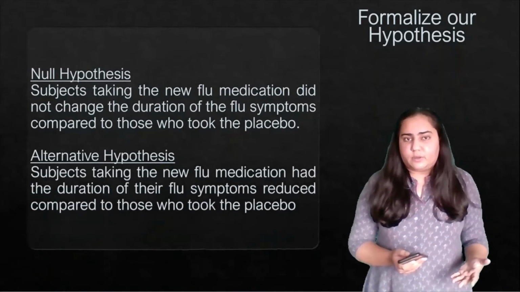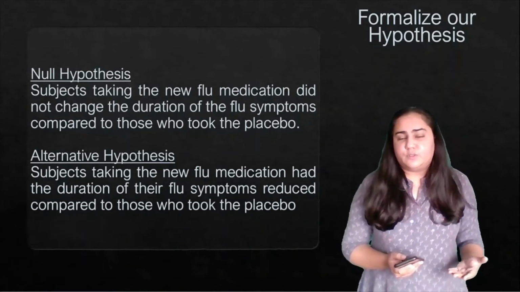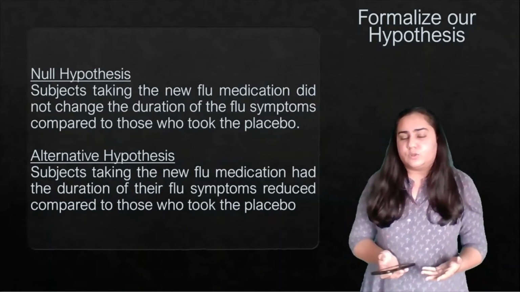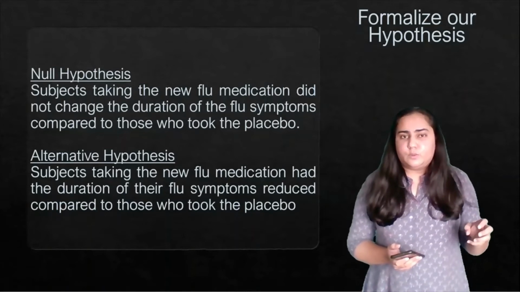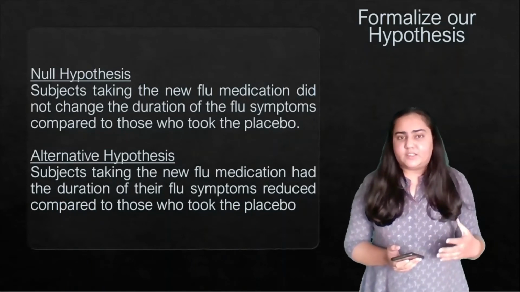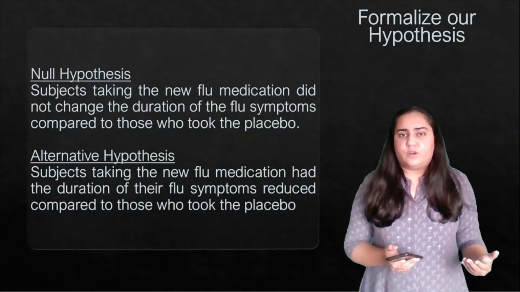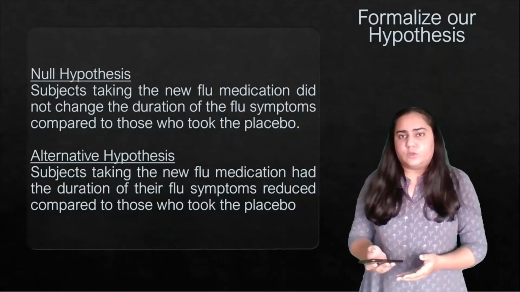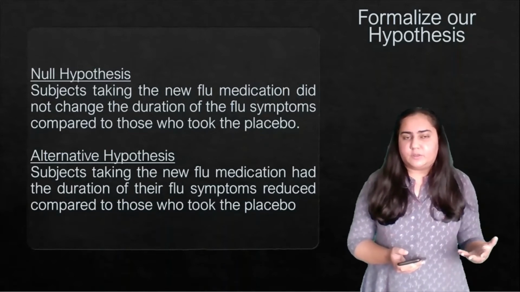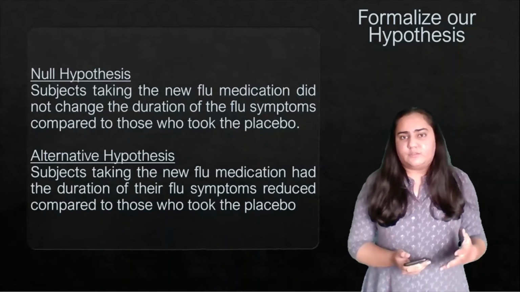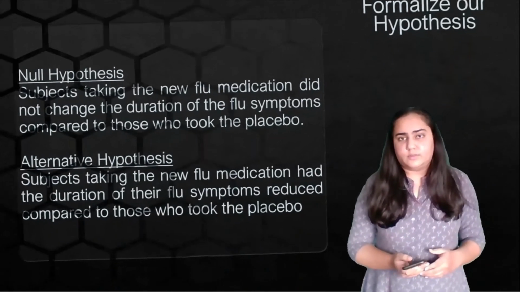The alternative hypothesis is subjects taking the new flu medication had the duration of their flu symptoms reduced compared to those who took the placebo, which means they took the fake pill. So people who are taking the flu medication experienced their flu symptoms for a lesser amount of time than those who took the fake medication. So this is our alternative hypothesis and null hypothesis. And we have to prove that the alternative hypothesis is either true or false.